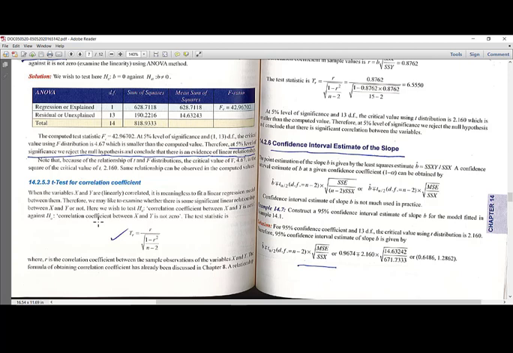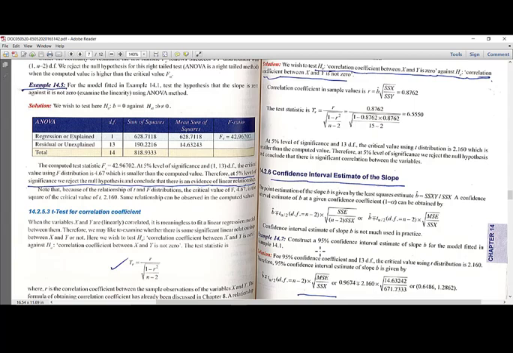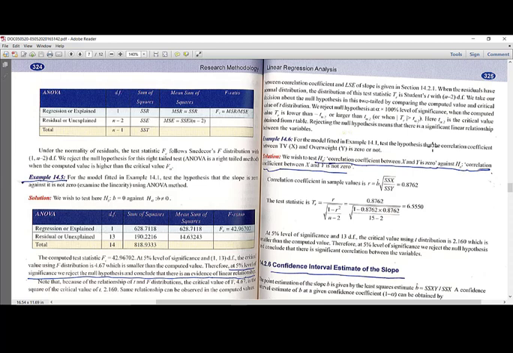The test statistic is given by this, where small r is the correlation coefficient between the sample observations of the variables x and y. Now, if we continue with the same problem and test the hypothesis that the correlation coefficient between the number of hours of TV watching and overweight of the children is zero or not, the null hypothesis we have taken is the correlation coefficient between X and Y is zero. The alternative hypothesis is the correlation coefficient between X and Y is not zero.